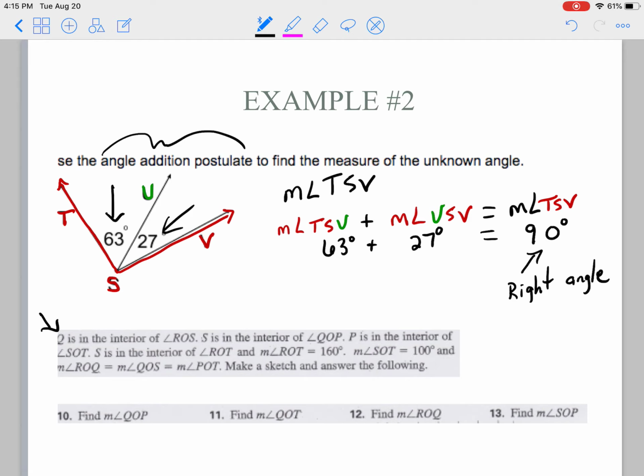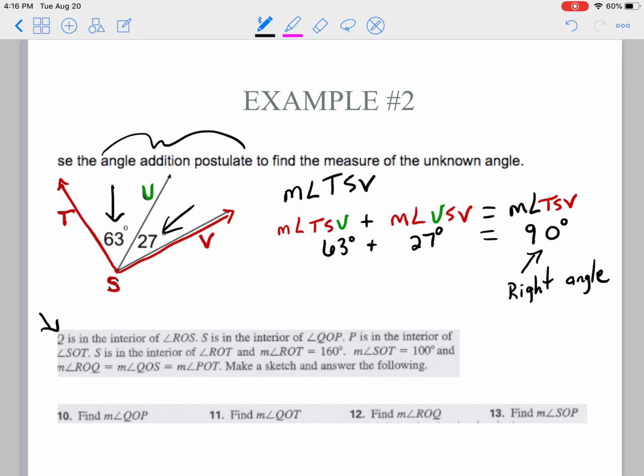S is in the interior of QOP. P is in the interior of SOT. And S is in the interior of angle ROT. And the measure of ROT is equal to 160 degrees. The measure of angle SOT is equal to 100 degrees. And the measures of ROQ is equal to the measure of QOS and the measure of angle POT. So now we have to make a sketch and answer the following.